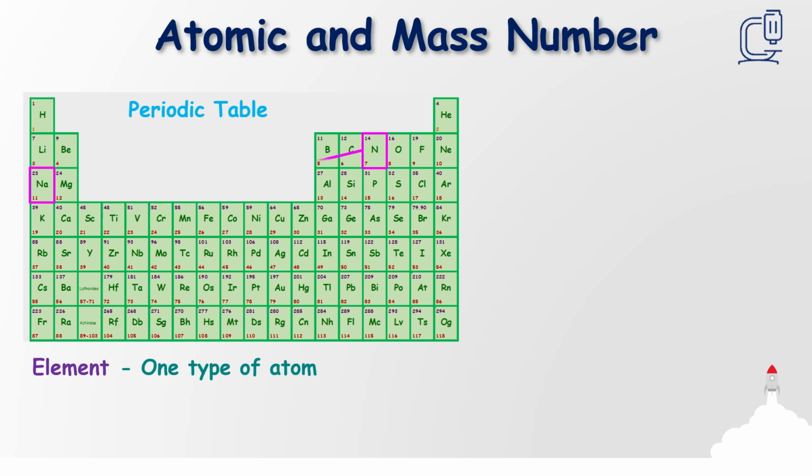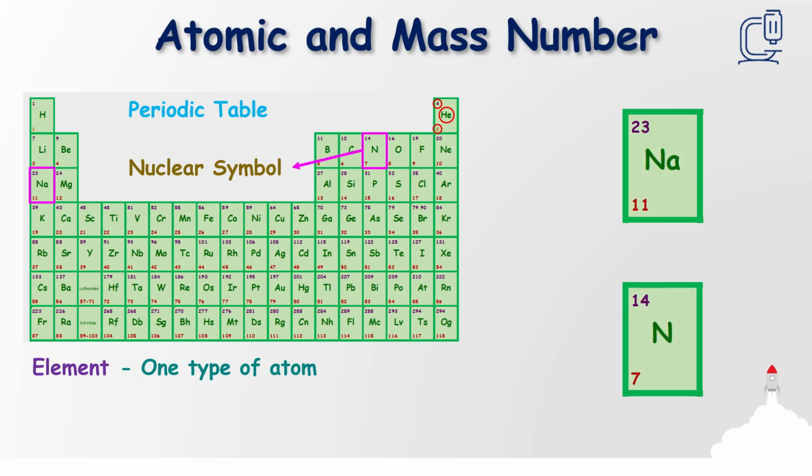Each box is called a nuclear symbol, and if you notice, each box has a letter and numbers. The nuclear symbol tells you its atomic number and mass number. Let's focus on nitrogen and sodium to help us understand what these numbers mean and how we can use them to find out more information about the element. The letter represents the element symbol. So the symbol for nitrogen is N and the symbol for sodium is Na. The lower number is called the atomic number, and this represents the total number of protons in the atom, which in this case is 7.